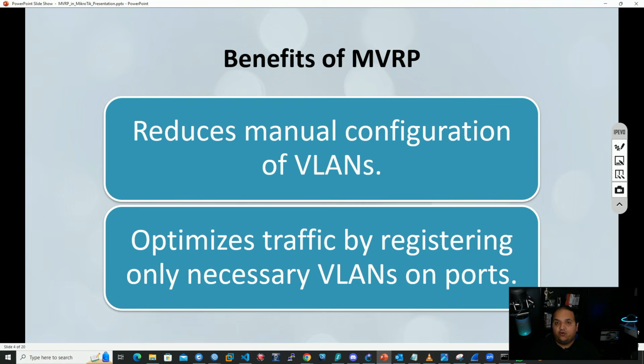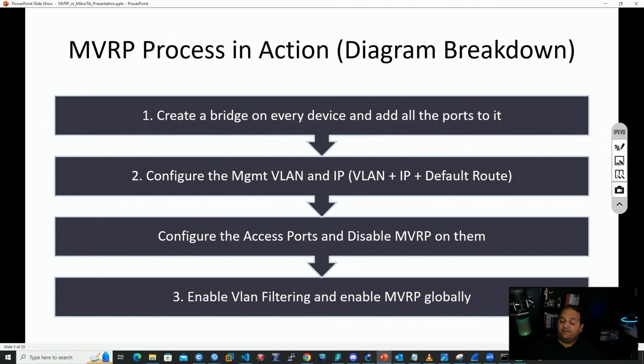How are we going to perform the configuration? I have specified the steps on this diagram. So first of all, we're going to need the bridge interface on every device, and we are going to add all the ports to that bridge. So remember, if we want to take advantage of hardware offloading, we must add all the ports to a single bridge. We can't have more than one bridge on the same device.